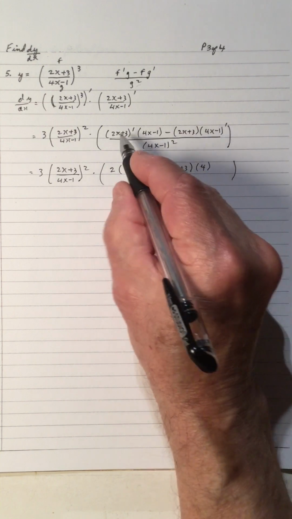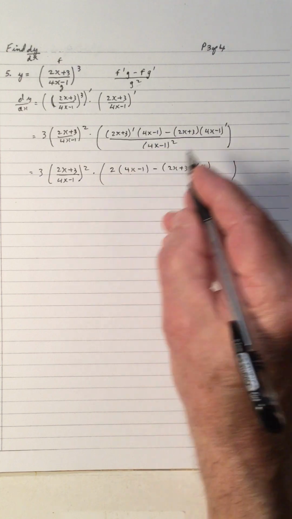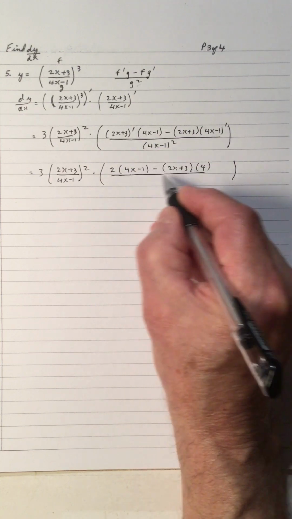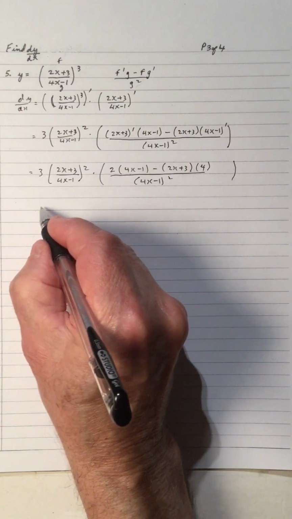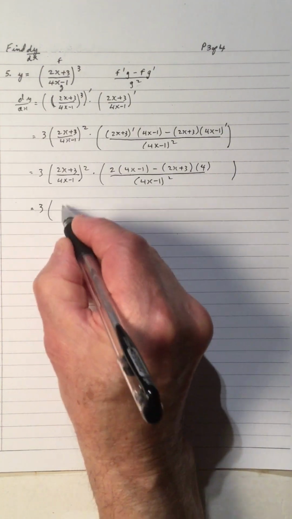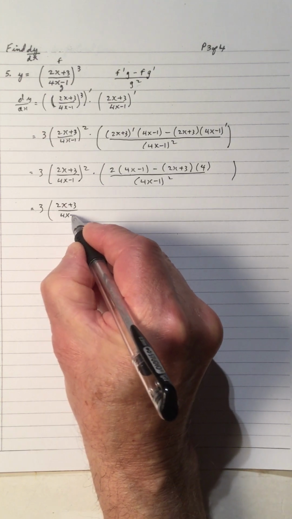Derivative of a constant is 0. Again, the derivative of this linear 2x is 2. Derivative of a constant is 0. And this is all over 4x minus 1 squared. And we keep going. We have to simplify 2x plus 3, 4x minus 1.